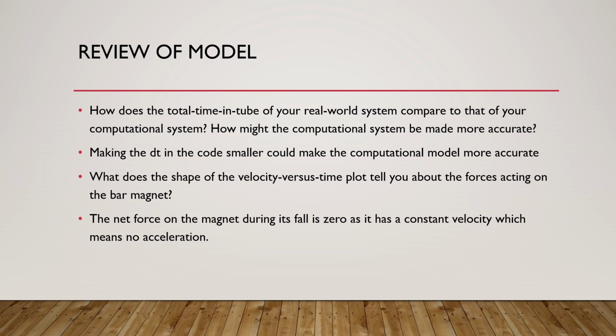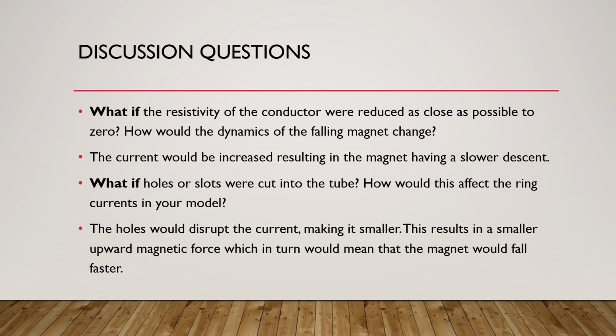And what is the shape of the velocity versus time plot? Like I said earlier, it means that the net force of the fall is 0, as it has a constant velocity, which means no acceleration. Answering the first what-if discussion question, the current would be increased, resulting in the magnet having a slower descent. And then answering the second question, the holes would disrupt the current, making the current flow smaller. This will result in a smaller upward magnetic force, which in turn would mean that the magnet will fall faster.